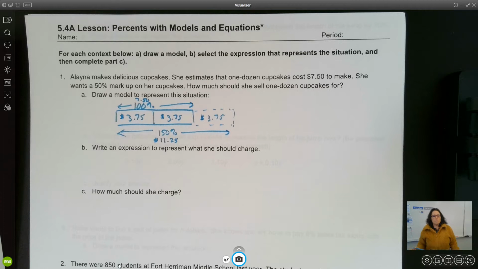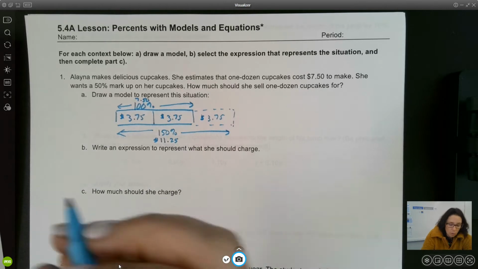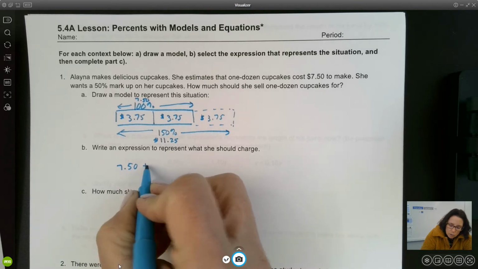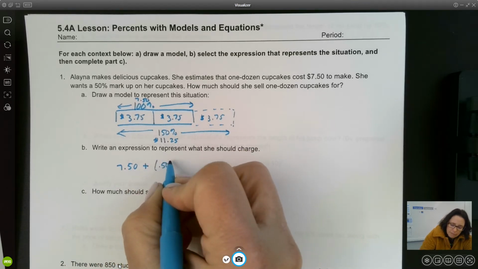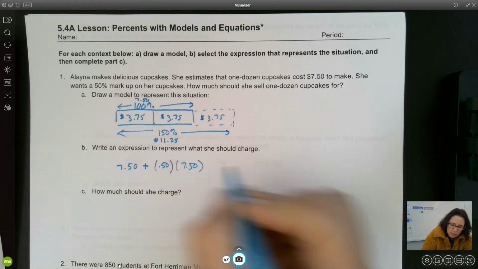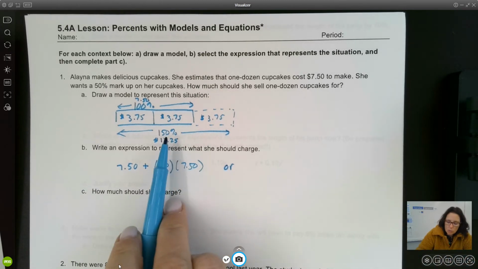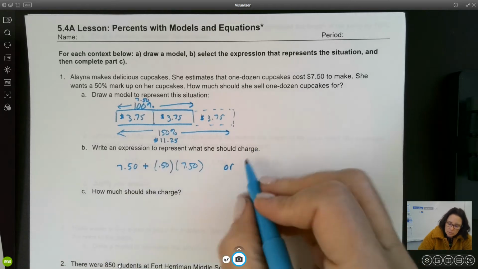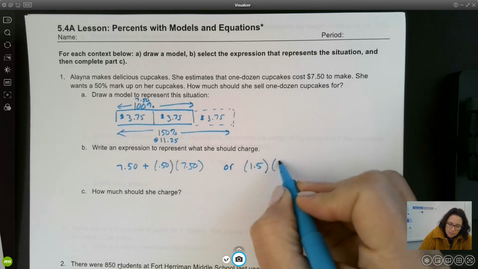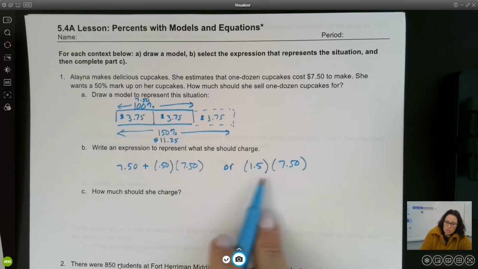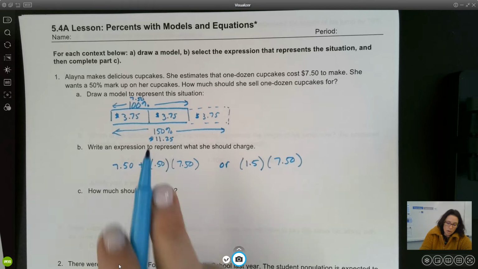We've been there before. Now the expression to represent it. We've got $7.50, and we want to increase it by 50% of the $7.50. There's one expression, or some of you might see we need 150% of the $7.50. Either one of those works. If you work this out, or look at what we did here, you have your answer.